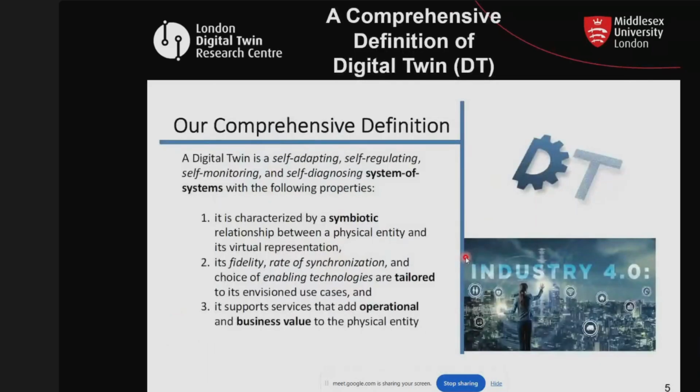So moving on, our version of the definition for a digital twin: it's a self-adapting, self-regulating, self-monitoring, and self-diagnosing system of systems. So it is not just one unit, but a system of multiple systems. As an example, again, manufacturing units would have multiple systems which are separate.